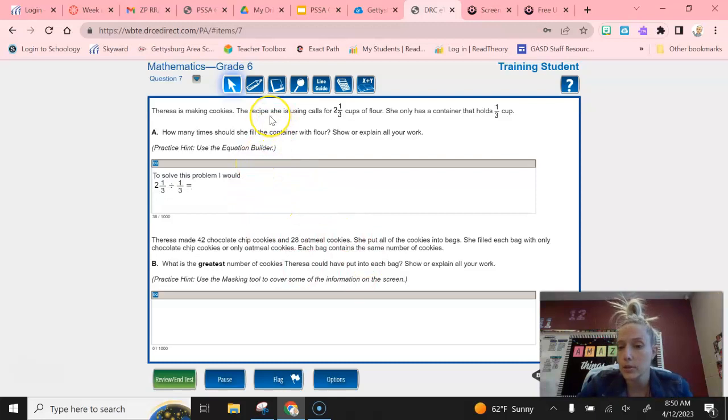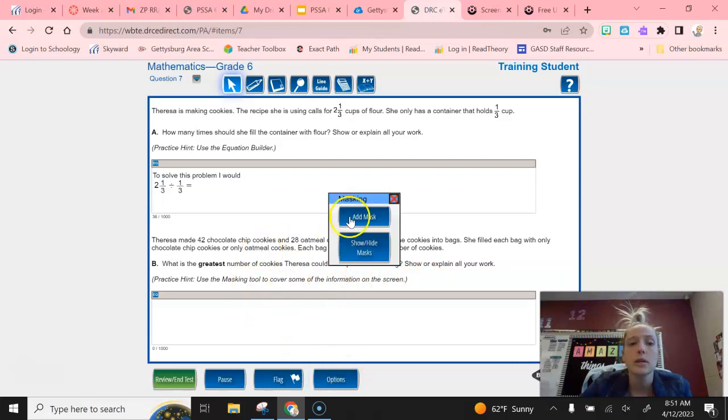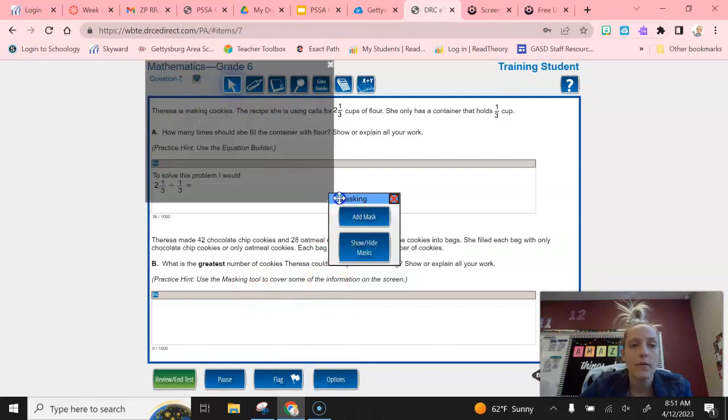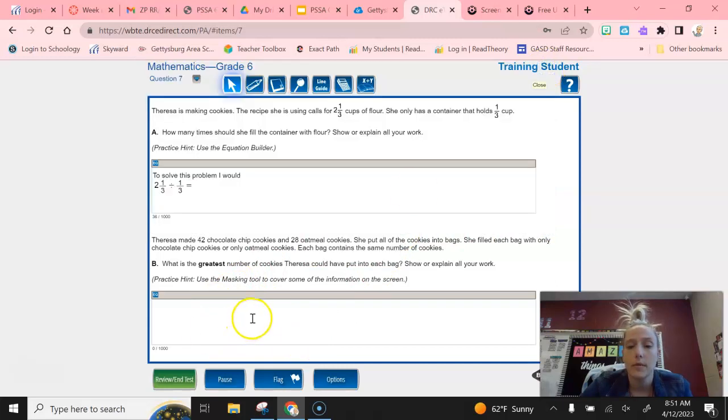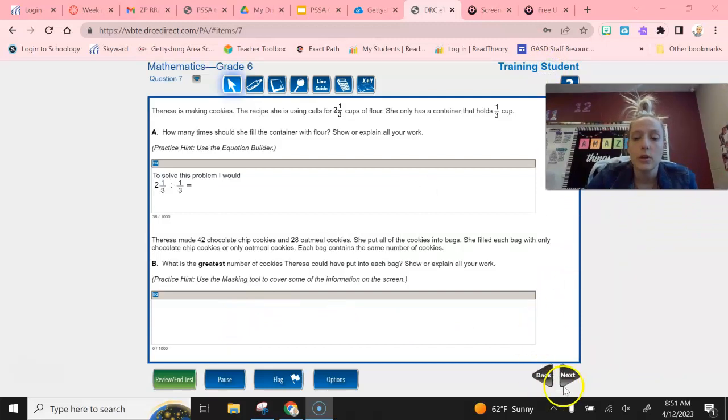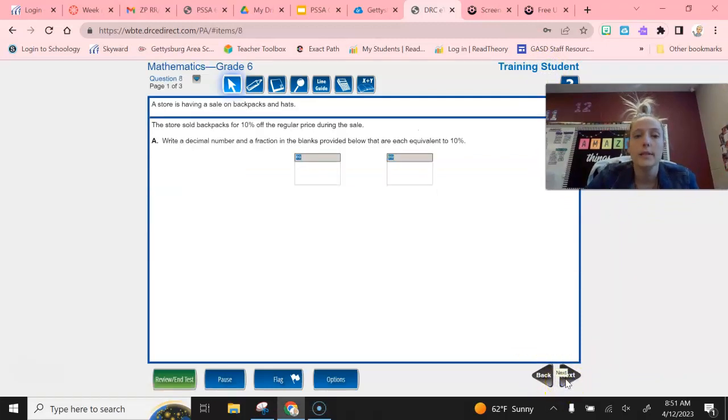You can actually answer these questions, most likely, if you want a little bit of practice, or you can just mess around with the tools. Okay, this next one says practice hint, use the masking tool to cover some of the information on the screen. Again, you don't have to do that. Just remember the masking tool is down here in options. So like if you wanted to, you could cover up part A so that you could look at part B. Again, you do not have to do that. All right, when you are finished, you're going to keep moving through to the next section.